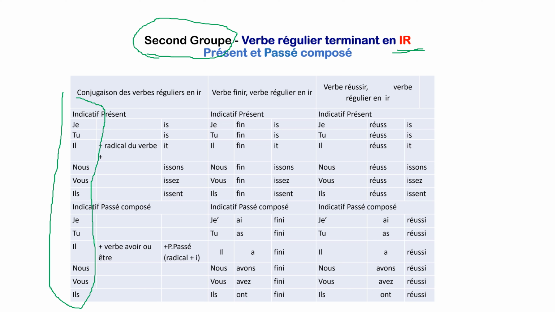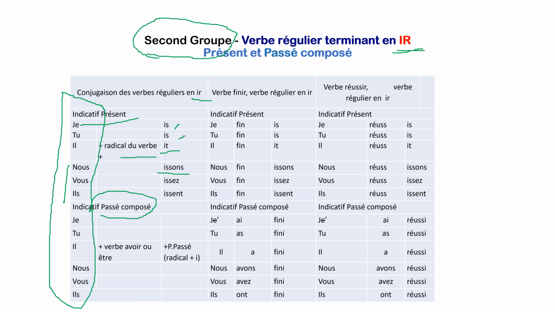Here we are. I have given you here this table for présent de l'indicatif du verbe régulier en IR, and this one is le passé composé. Same table, radical du verbe, and the ending. So the ending for verbs ending in IR is IS for the first person singular, IS for the second person singular, and IT for the third person singular. However, for the first, second, and third person in plural, it goes ISSONS.